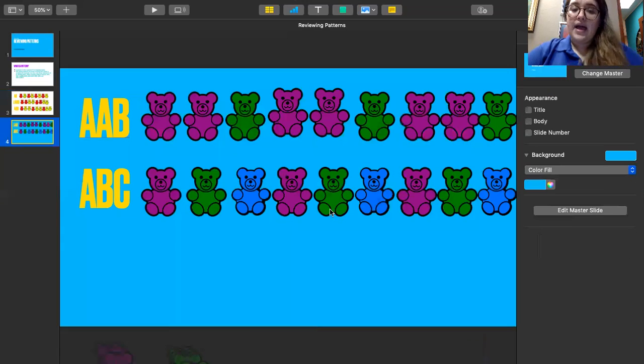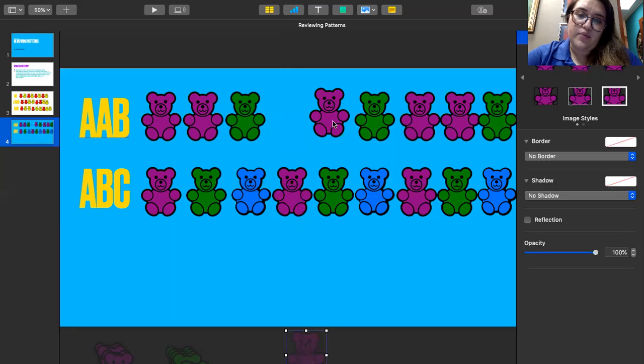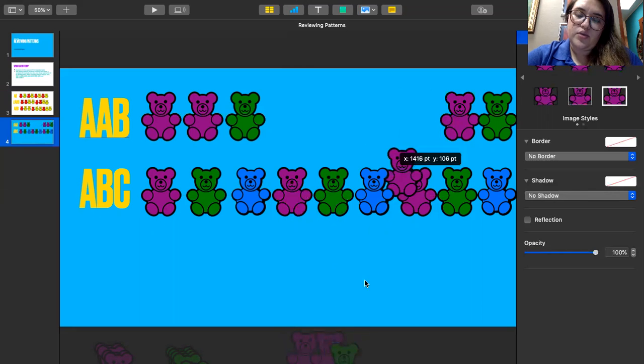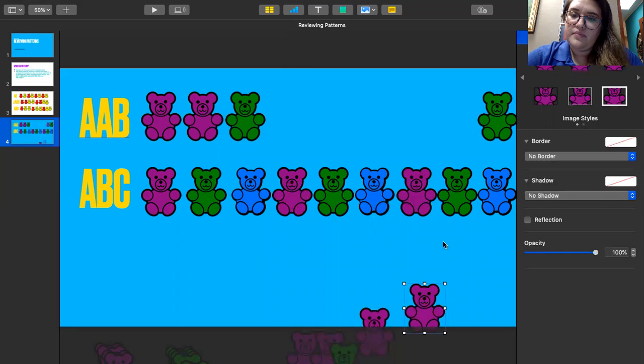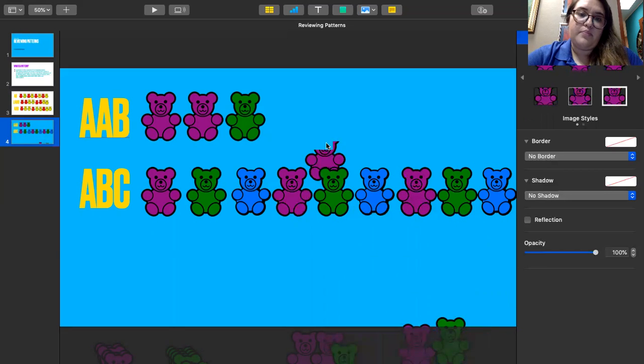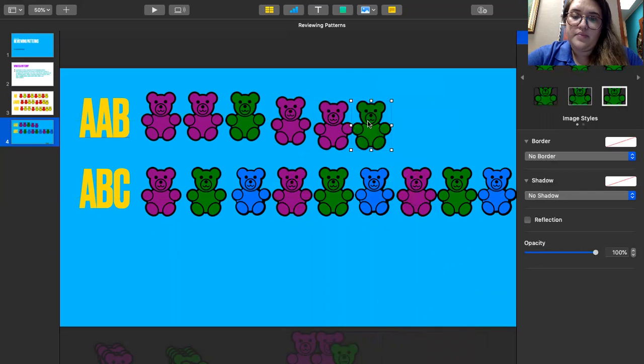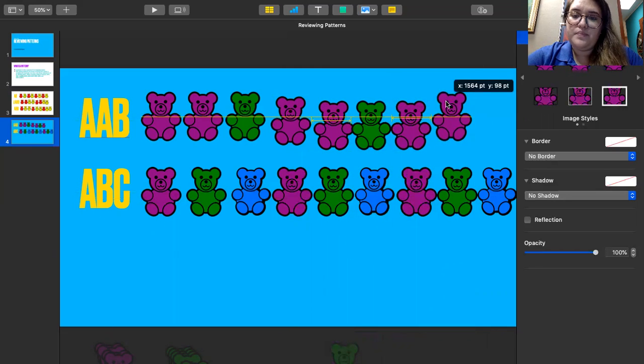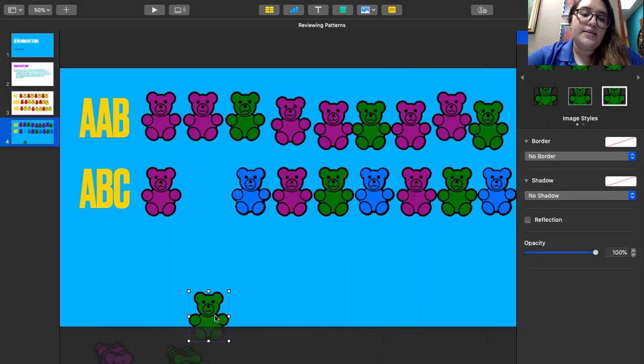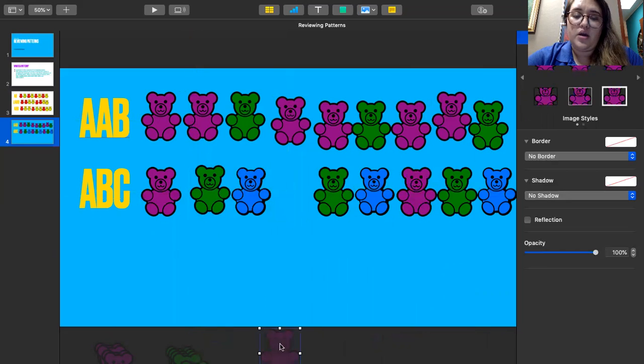Now, if I have an AAB pattern, I have two colors as well. I'm going to move these so we can do it together. So I have purple, purple, green. Purple, purple, green. Purple, purple, green.